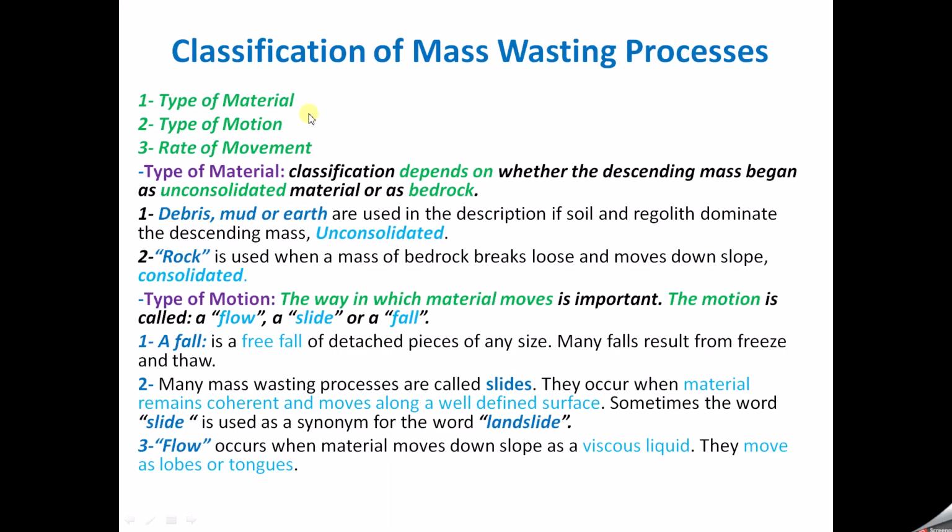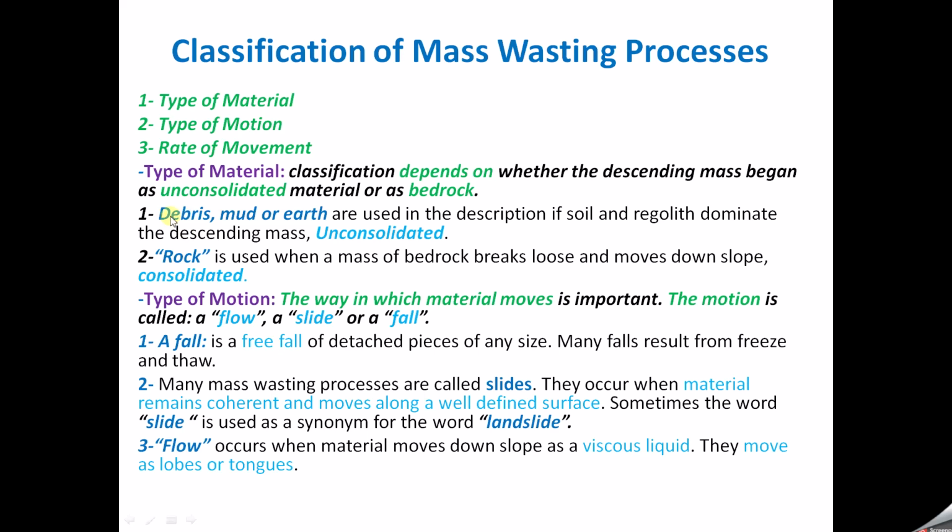Classification of mass wasting processes. We have three types of classification: based on type of material, based on type of motion, and based on rate of motion. So if we go through the first type, which is type of material, classification depends on whether the descending mass began as unconsolidated material or as bedrock.